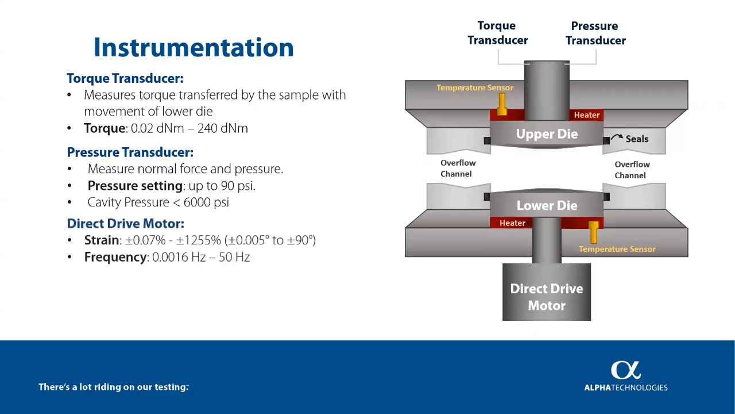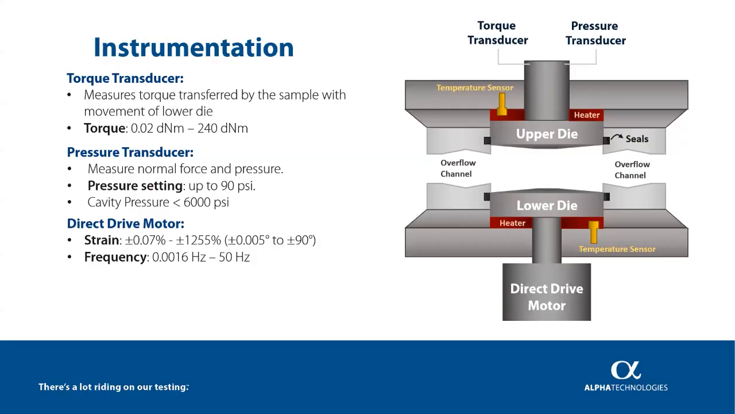Next, we have the direct drive motor, which controls the strain amplitudes. The motor covers a wide strain range from plus or minus 0.07% up to plus or minus 1255%, which translates to roughly 0.005 degree to 9 degree. And then the frequency range goes from 0.0016 Hertz up to 50 Hertz, giving you fine control over test conditions.